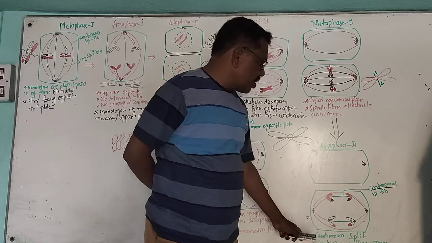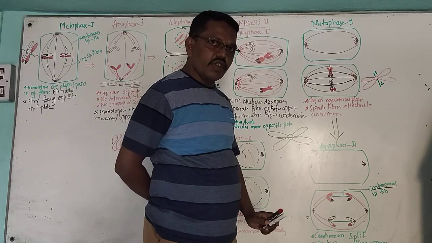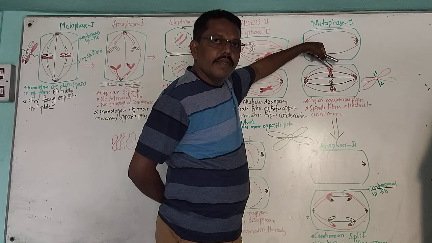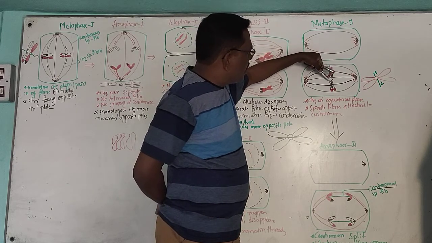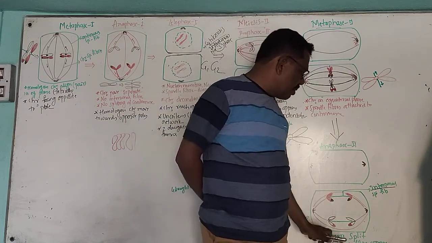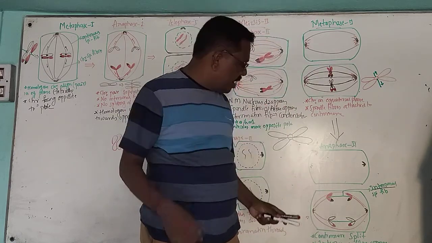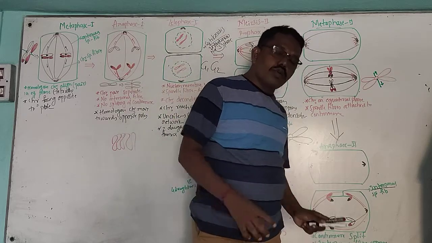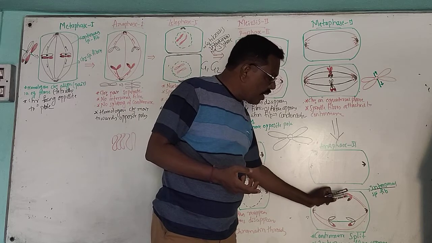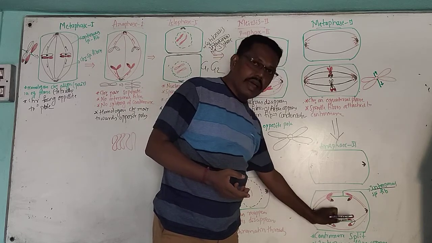Then the sister chromatids. Normally we know about the sister chromatids. Red, these are what? Sister chromatids. Then red as well as white, these are what? Non-sister. But these two sister chromatids will separate from one another. Then they will move towards the two opposite poles. Now they will become what? Haploid as well as haploid.